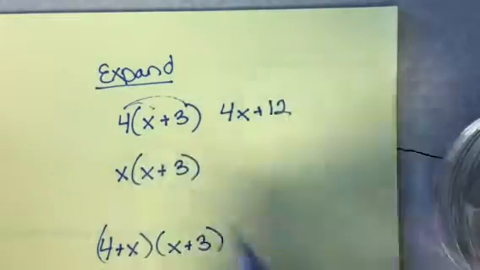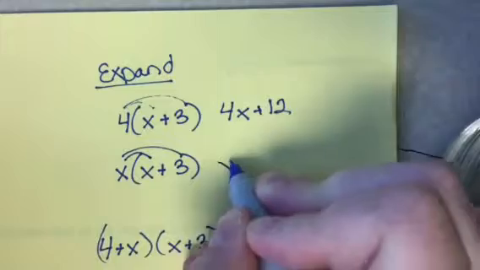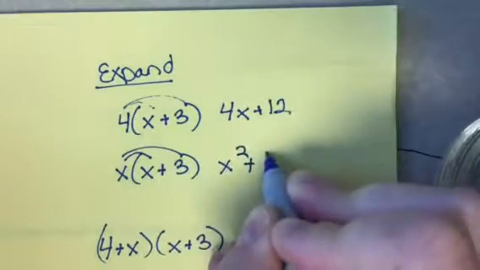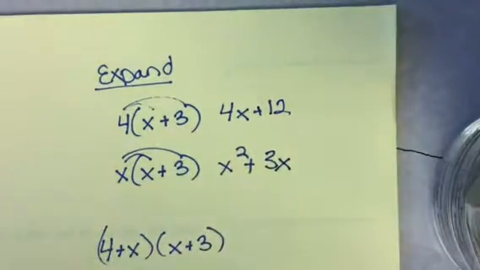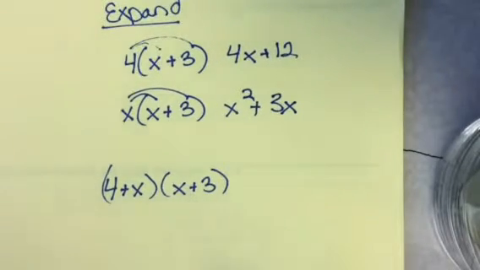Same thing here, if I have x times x plus 3, I distribute that x. X times x is x squared and 3 times x is 3x. These are ones we've done before. Now we have to start with something where it's a little bit different.